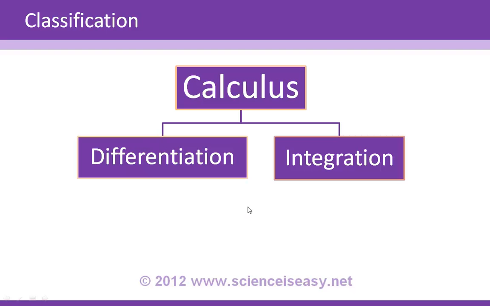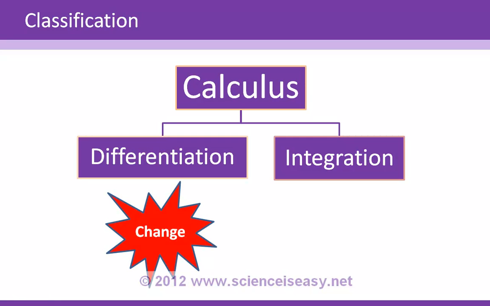So the first category, differentiation, is always associated with change of one variable with respect to another variable. Like this. Say it can be pressure and volume, change of pressure with respect to change of volume, ratio of this change.